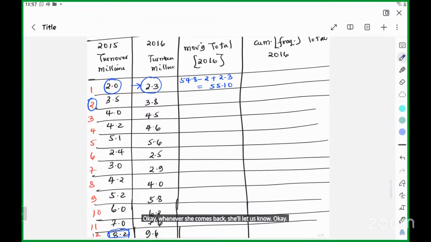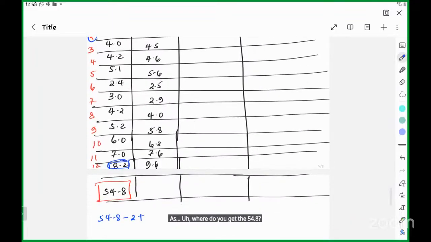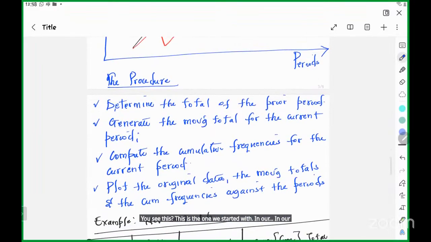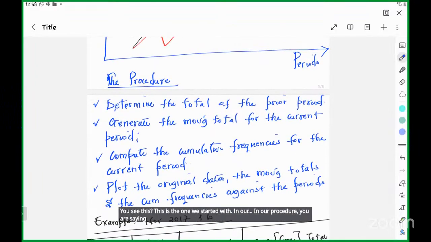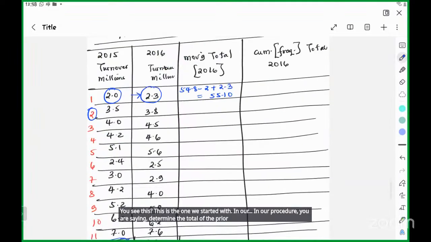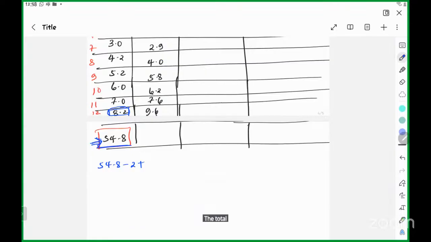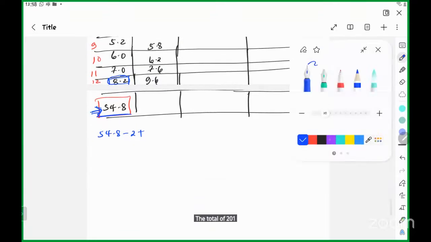Okay, now the next one will be. Yes, please. Where do you get the 54.8? You see this? This is the one we started with. In our procedure, you are saying determine the total of the prior period. That's the one you start with here. The total of 2015.